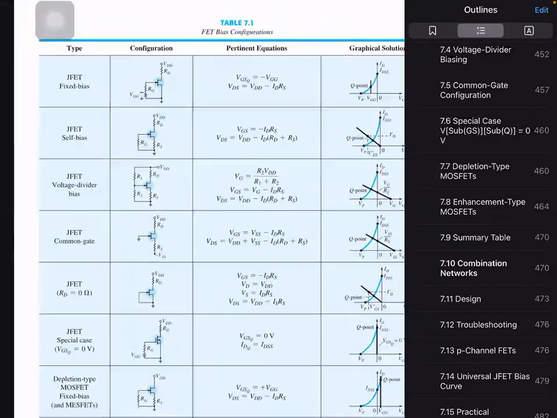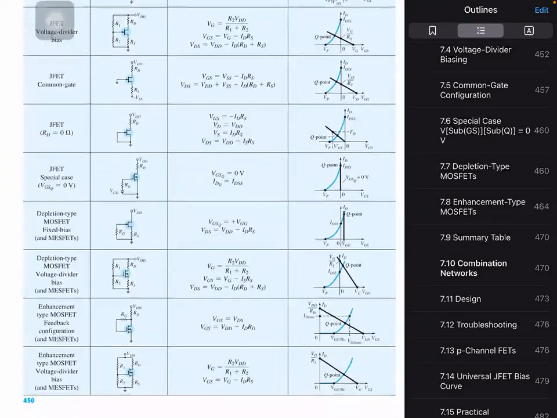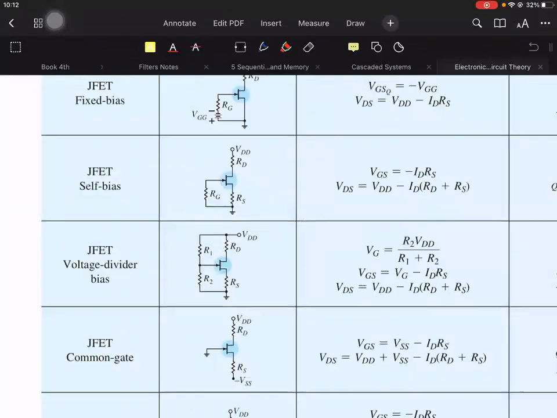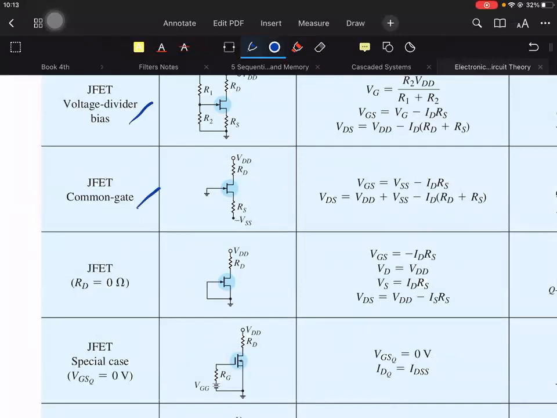We have different configurations for the JFET. We have the fixed bias. Observe, we still have the fixed bias for the example that we're going to solve today, then the self-bias, the voltage divider. We have the common gate. This is when RD is equal to 0.